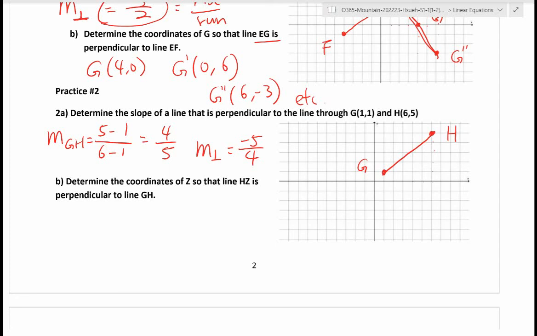Okay, determine the coordinates of Z so that HZ is perpendicular. So this time, again, I'm going to go 5 down from here. That's 1, 2, 3, 4, 5, and 4 to the right, 1, 2, 3, 4, right here. So this could be Z, HZ. So the coordinates of Z then could be 1, 2, 3, 4, 5, 6, 7, 8, 9, 10, so (10, 0). Okay? Hopefully not too difficult.